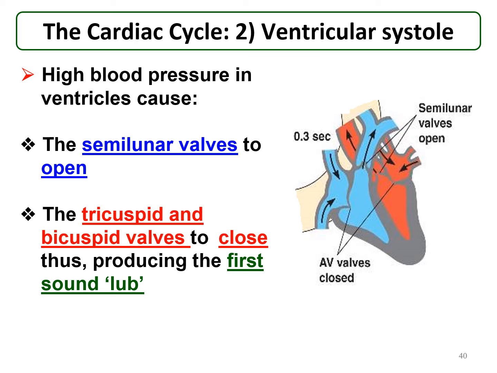So the semilunar valves open due to the high blood pressure in the ventricles, while the high blood pressure in the ventricles forces the tricuspid and bicuspid valves to close. The closure of the tricuspid and bicuspid valves produces a lub sound, the first sound of the heartbeat.